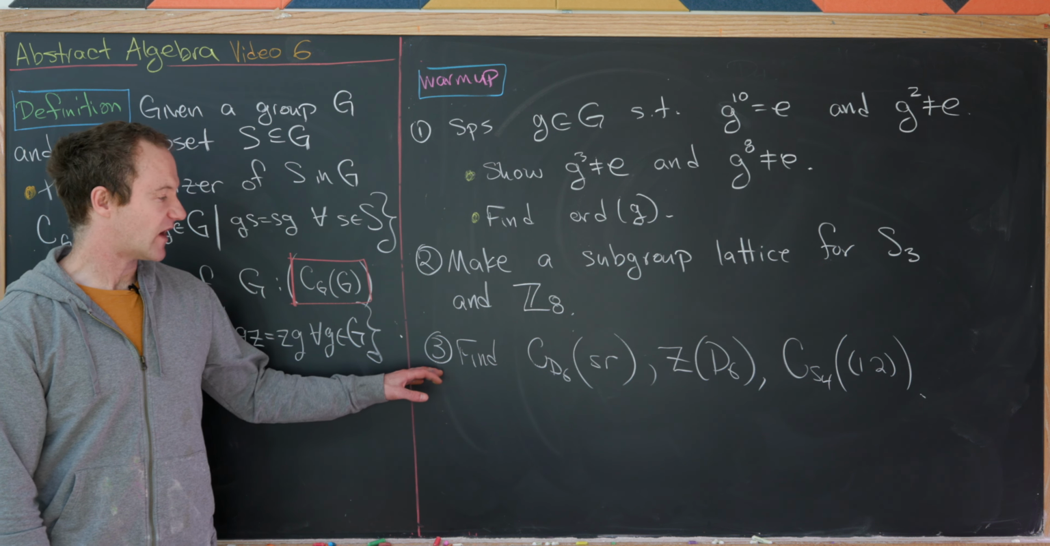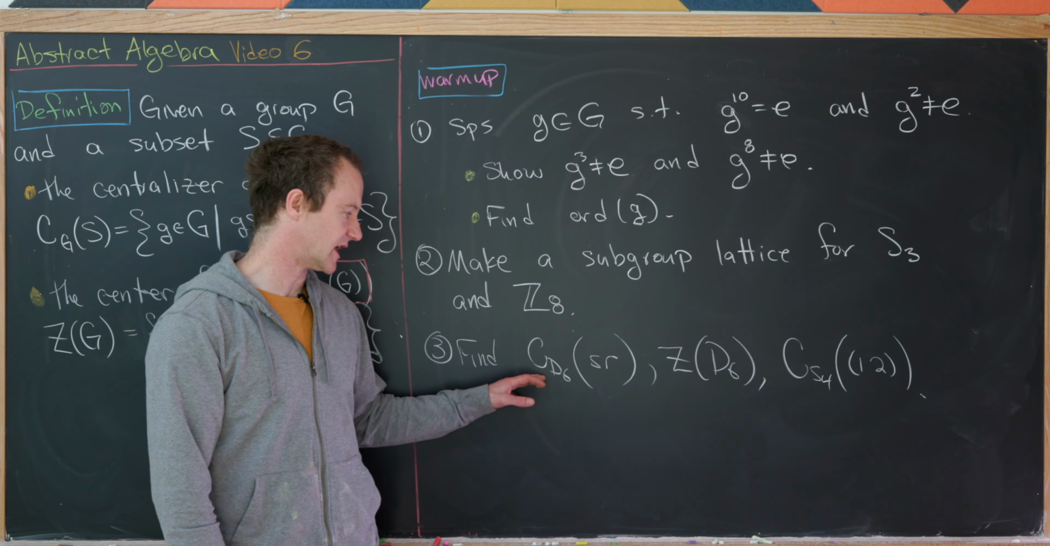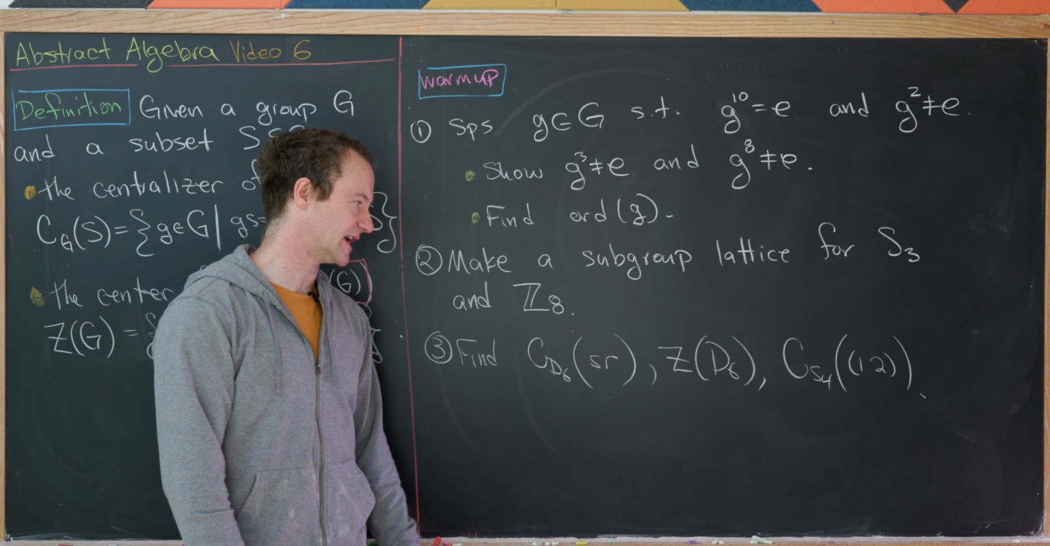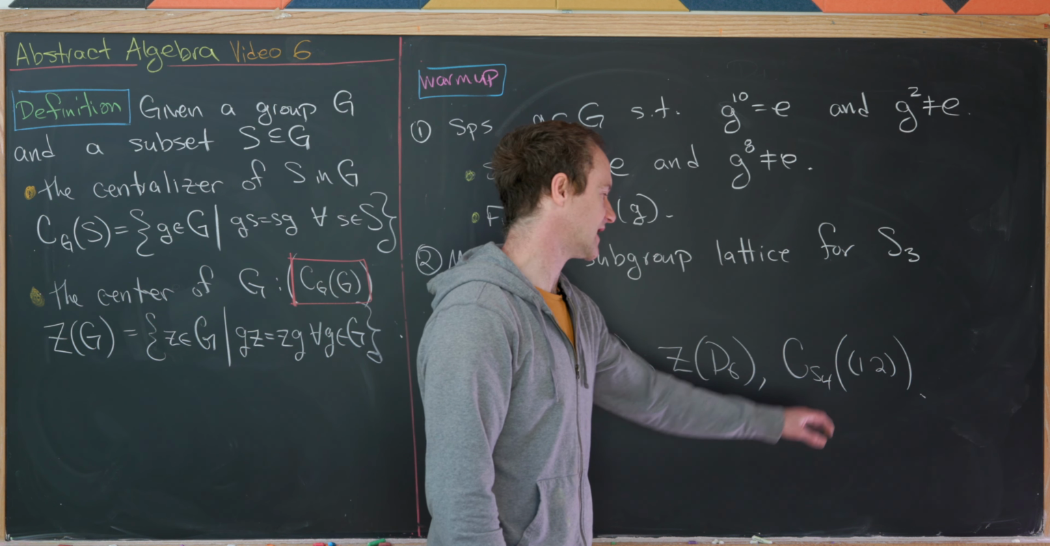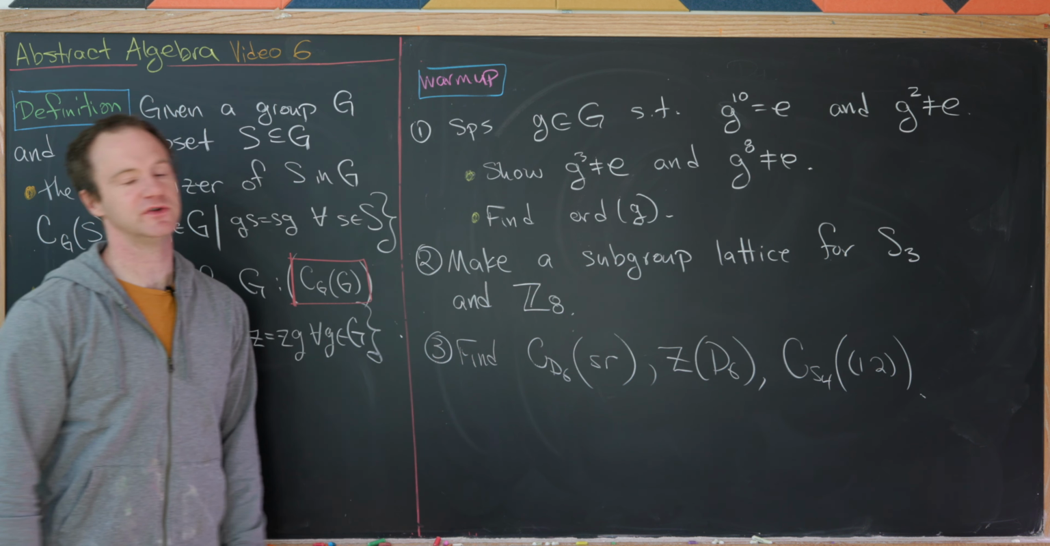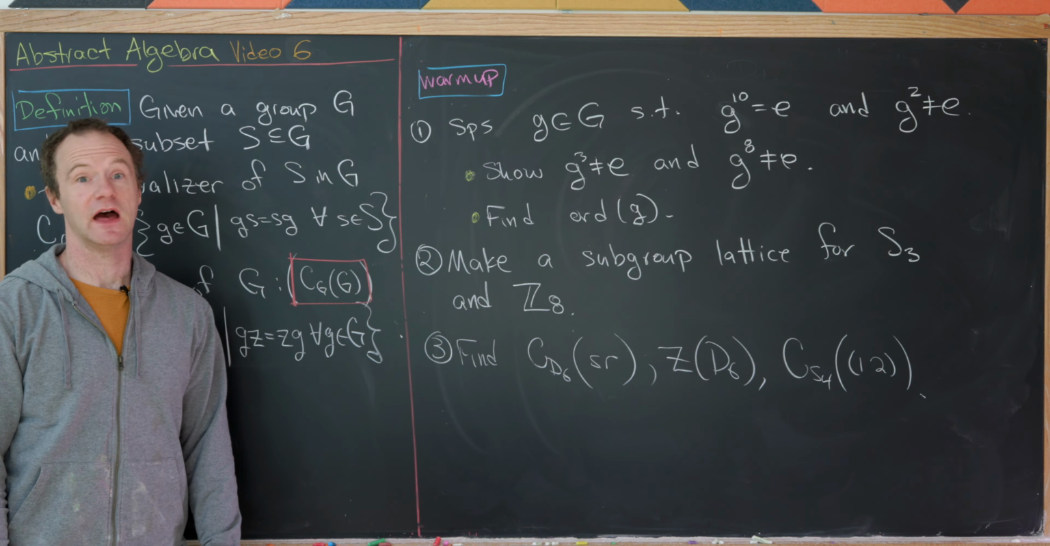Finally, let's find the centralizer in D6 of the element SR, the center of D6, and the centralizer in S4 of the permutation (1 2). And that's a good place to stop.